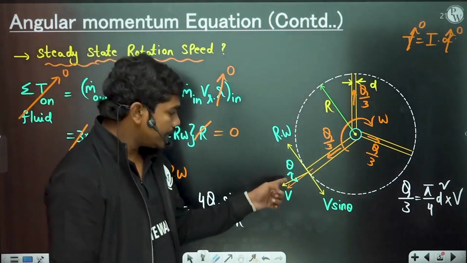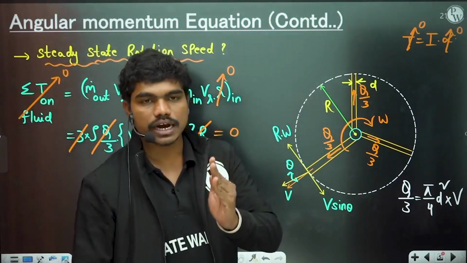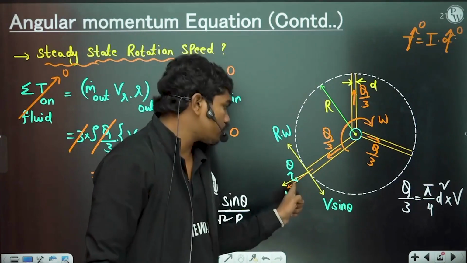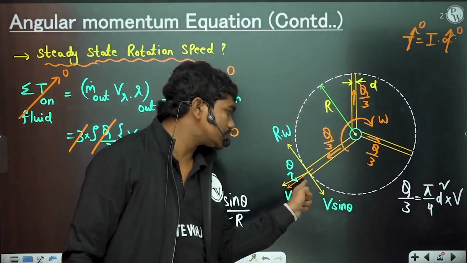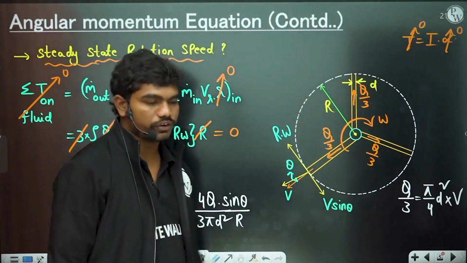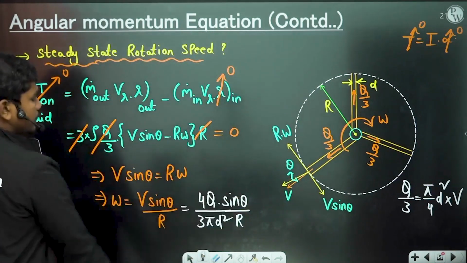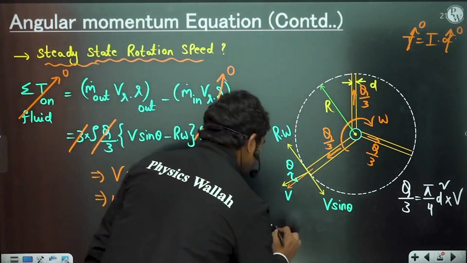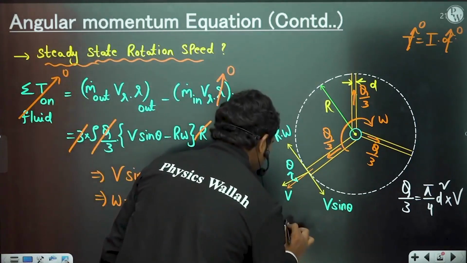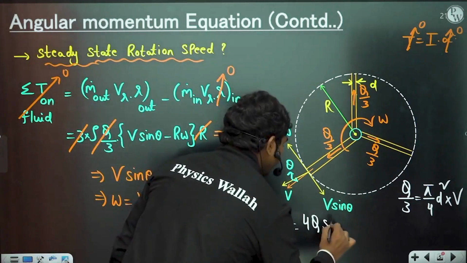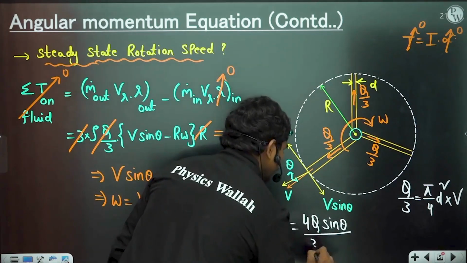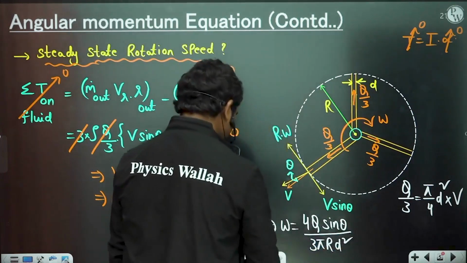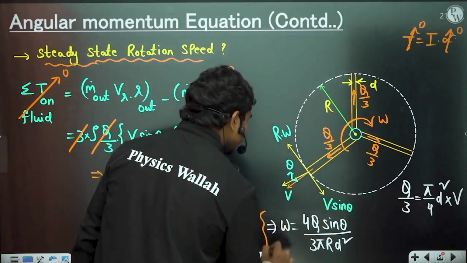But please be careful, here I have taken the angle theta between the flow direction and the radius. If the angle is given between flow direction and tangent, if this is theta, then this will be V cos theta obviously, because if you resolve, then you will get cos theta here. So this is the steady state angular speed in this case of a sprinkler. Clear? So this implies omega is equal to 4Q sin theta by 3 pi r d square is what you have here. So this is the value in radians per second, of course. So is this clear to all of you?